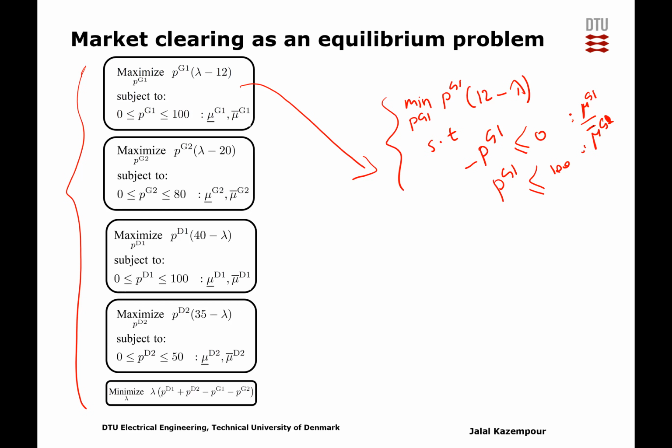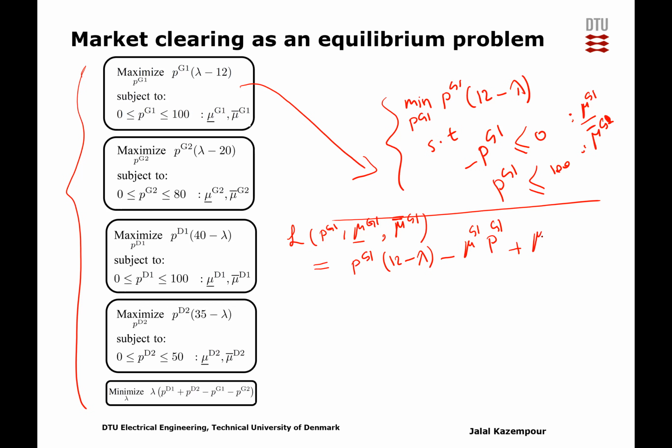Yes. Now we would like to derive the KKTs, right? Remember, first we need to derive the Lagrangian function, which is a function of PG1, the primal variable, and the dual variables mu underline G1 and mu bar G1. It is the objective function minus mu underline G1 PG1 plus mu bar G1 times (PG1 minus 100). Do you agree?